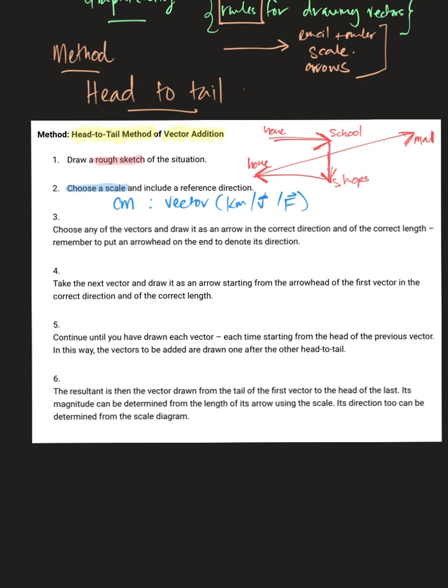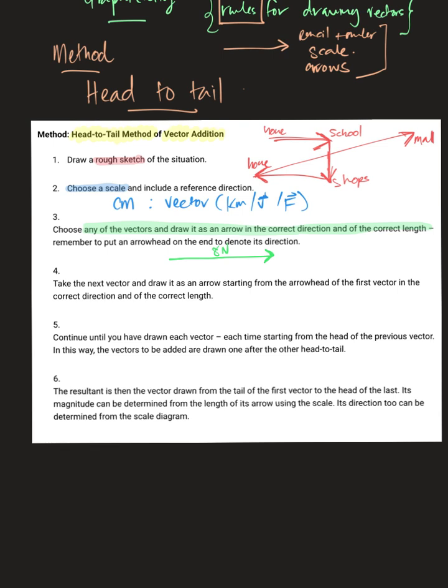Right, the next thing it says: choose any of the vectors and draw it as an arrow in the correct direction and the correct length. The correct length is according to the scale. So what we meant by that is the first thing they want you to do is actually draw a vector. Right, so let's say that's the vector. The vector is 8 newtons.